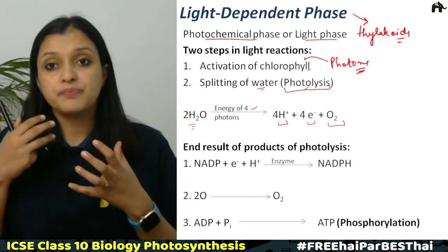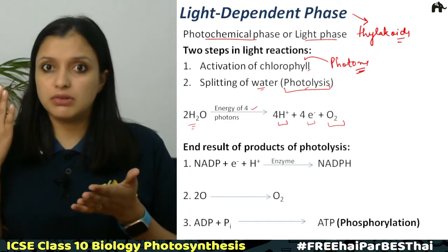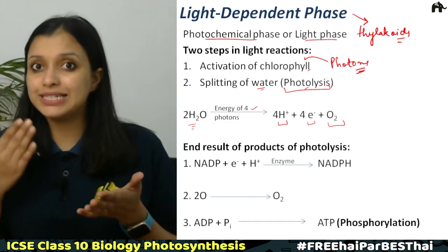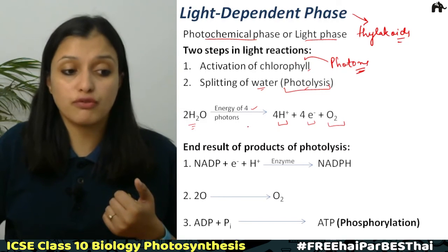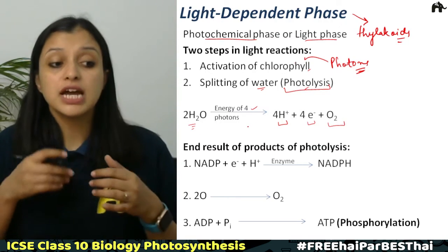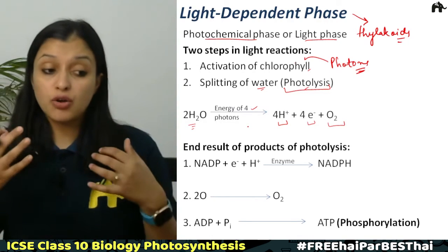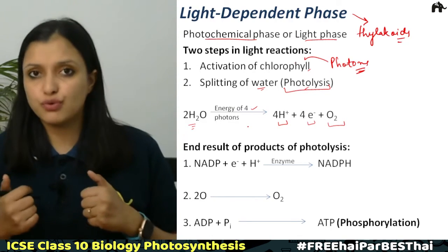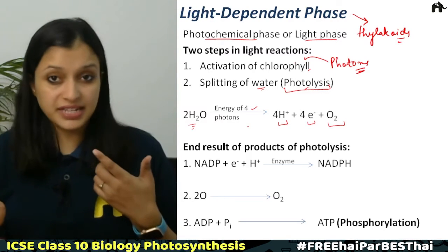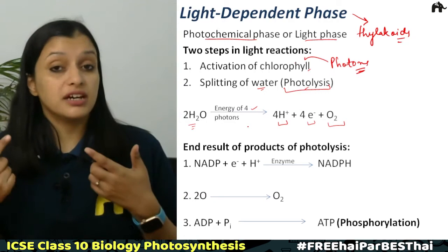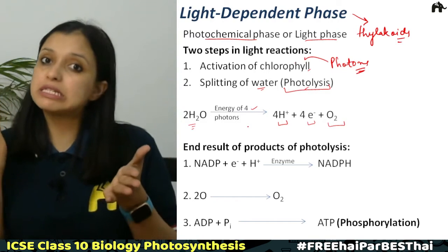So basically photolysis is the splitting of light. Photo means light, lysis means splitting, correct? So splitting in the presence of light. Correct? So these are the two main steps of the light reactions. Now coming on to the end products of photosynthesis. Now we see that chlorophyll has been activated and the water molecules have been split.